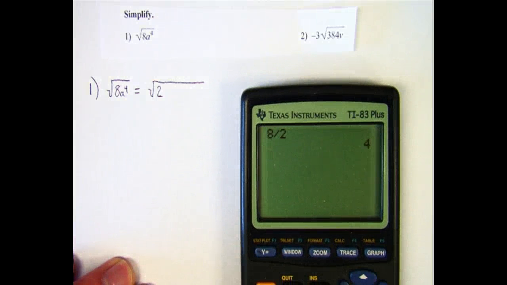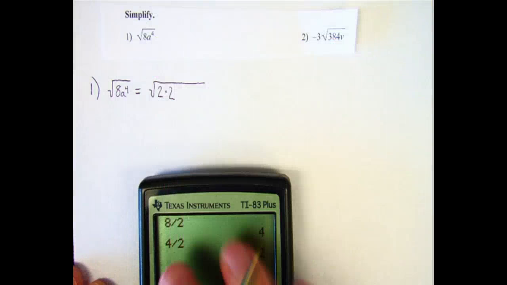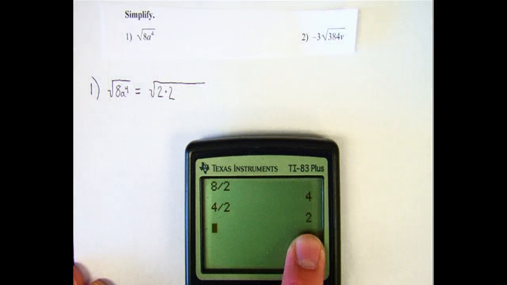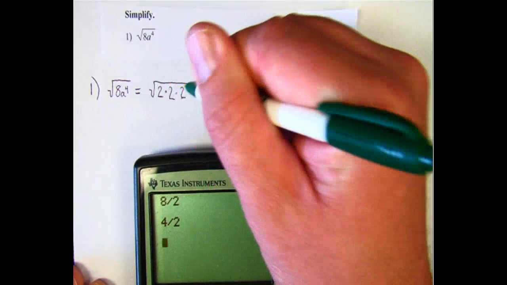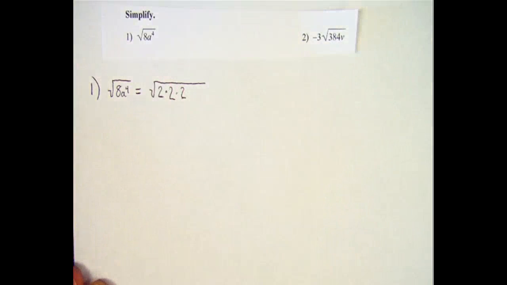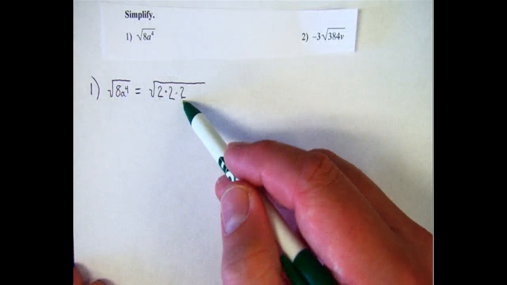Alright, that left me with 4, so I'm going to take 4 and try the first prime number again. Divided by 2, that would give me 2. So I know there's another 2 in there. And now my answer is 2. Well, 2 itself is prime, so I put that in there. And now I have all my prime factors of 8. 8 is just 2 times 2 times 2.